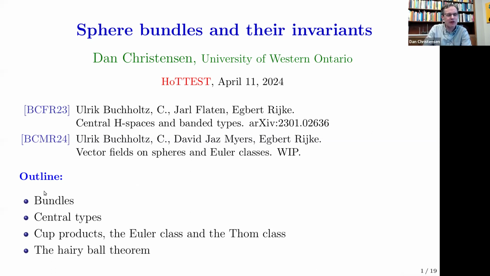Okay, so I'm going to start with just talking about bundles, what the concept means in homotopy type theory. This is just review. Then it's going to seem like I'm going in a different direction when I talk about these central types, but you'll see that some of the same characters show up there. And then I'll come back to talking about bundles when I talk about the Euler class and the Thom class, and I finally will get to the Hairy Ball theorem at the end.